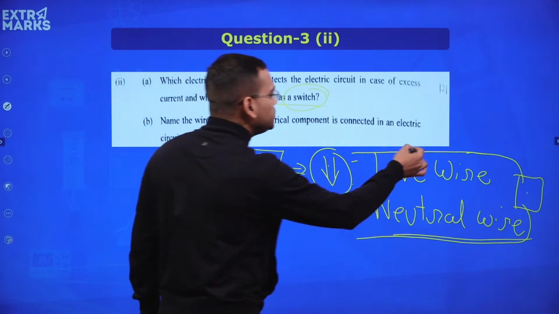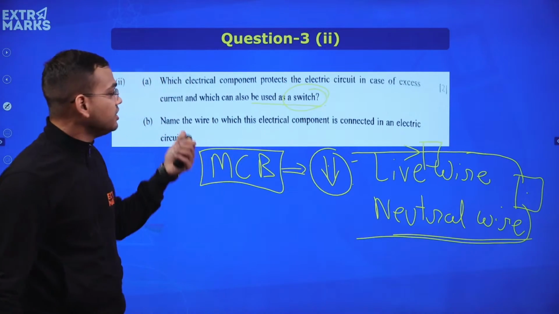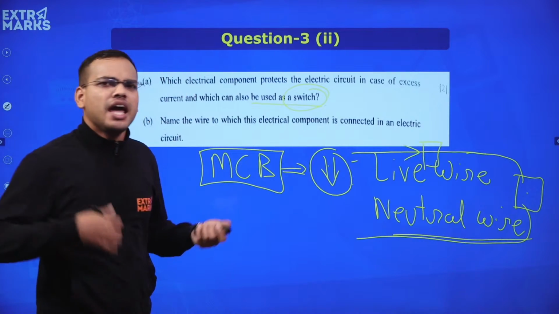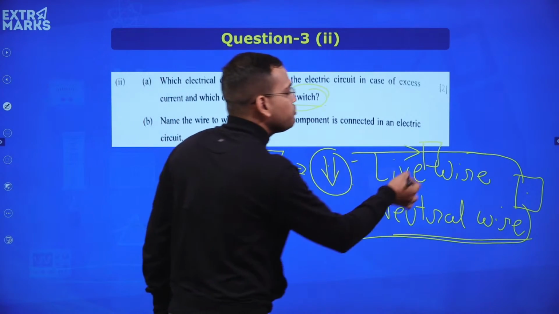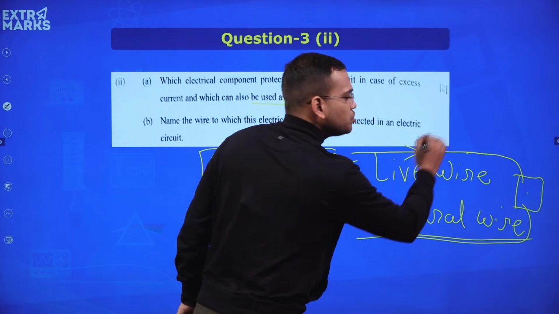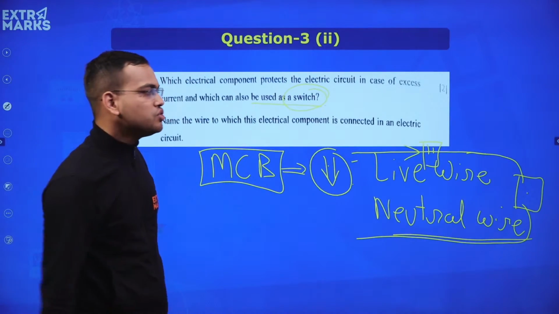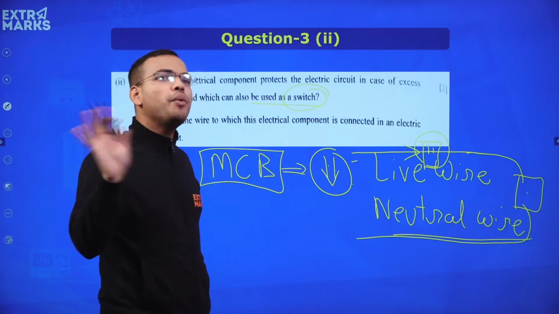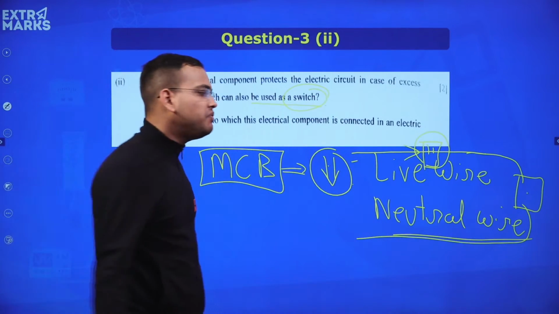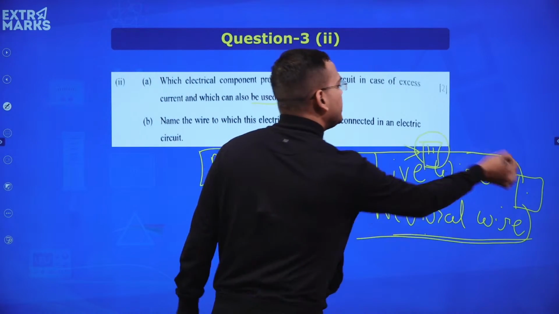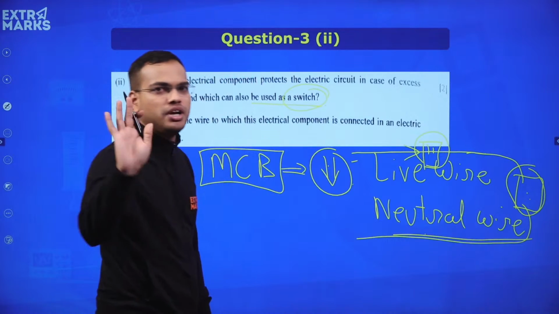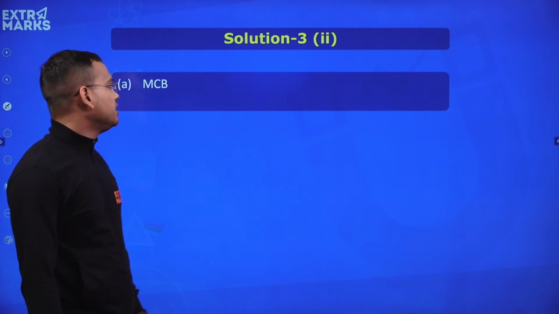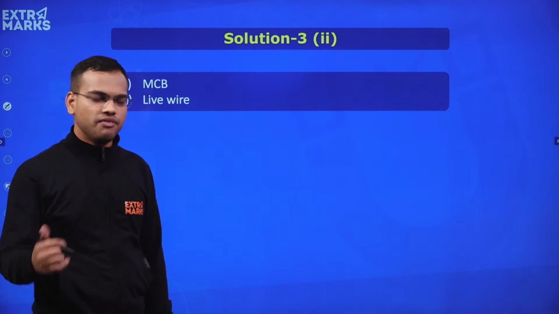So if you want to use any kind of safety device, fuse, MCB or any other thing, you first have to stop the current here only, so that it will not reach the electrical appliance. So it is always connected in the live wire. There is no use or benefit of connecting it in the neutral wire, because the current has already done the damage to your electrical appliances. Yes, the answer is MCB and live wire.